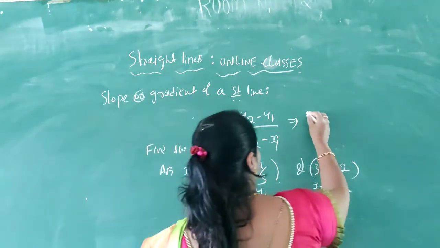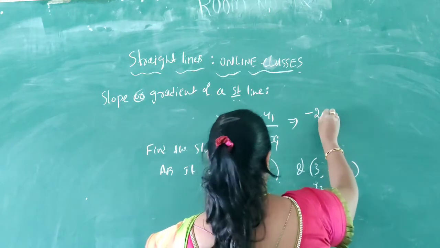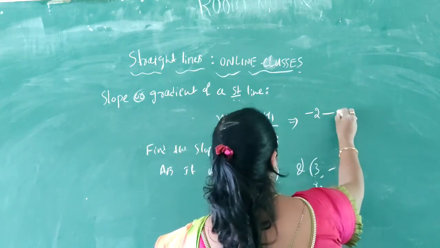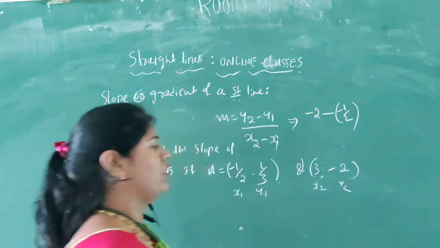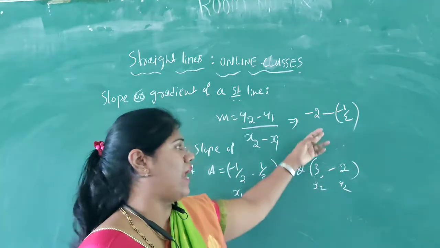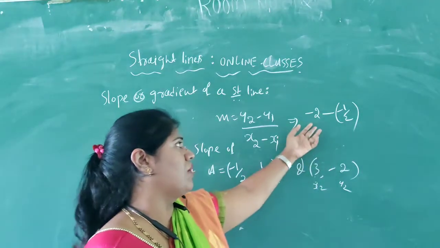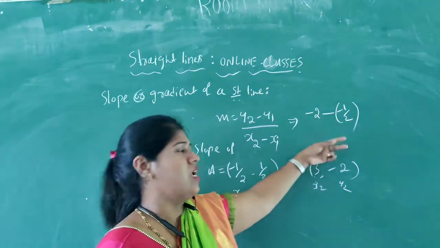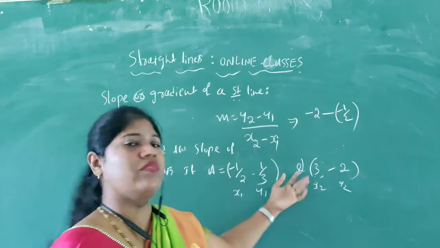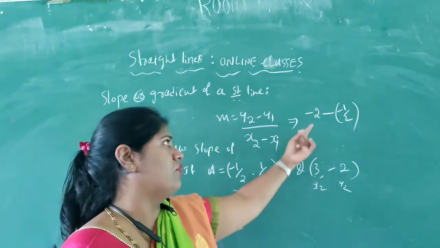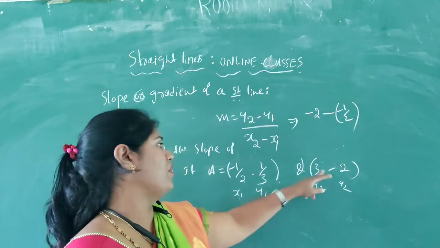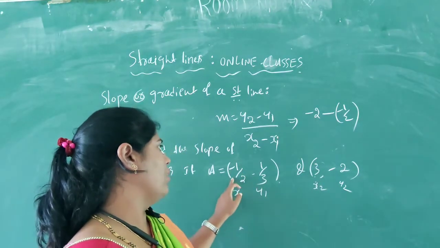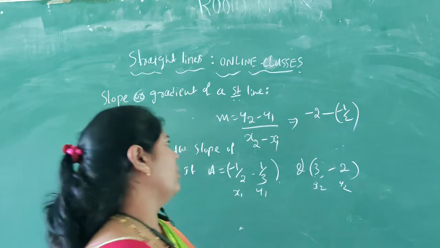What is y2? Minus 2, minus x1 which is minus 1 by 2. You have to be very careful. If there is a minus sign, you have to put the bracket. Then only it can be multiplied by this minus sign. Otherwise it is very difficult, you may get a wrong answer. If you did not put the bracket, you may get a wrong answer. So y2 is minus 2, minus y1 which is minus 1 by 2.